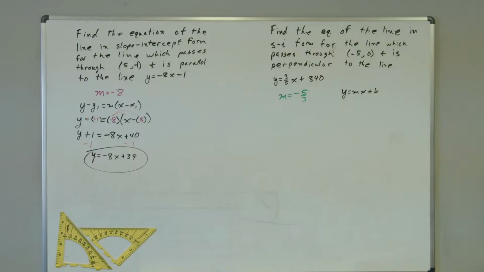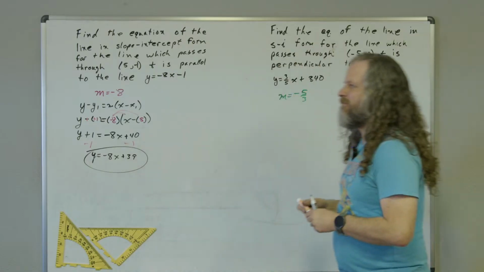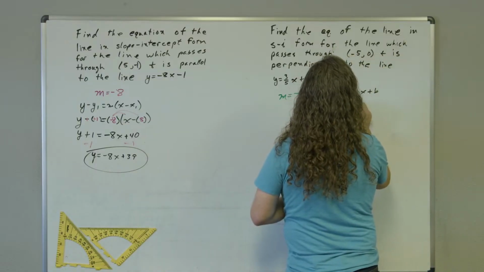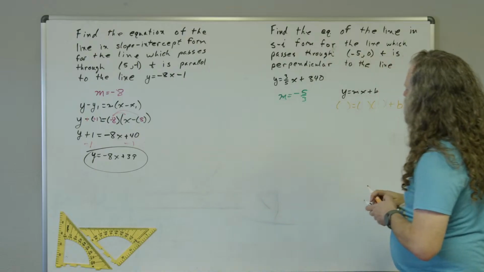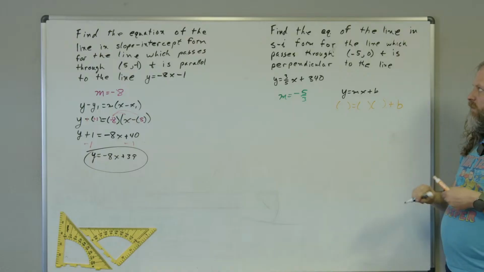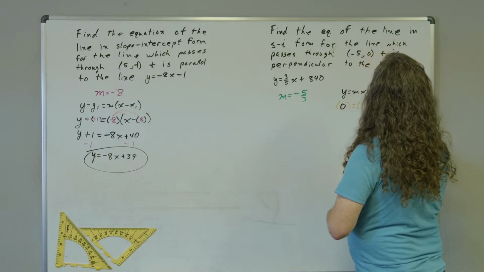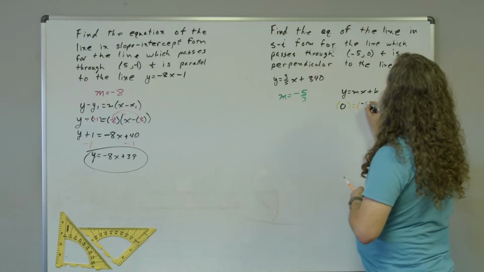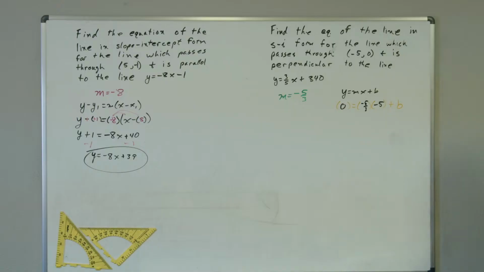Now what? Y, M, and X. Same as there. What's going to go right here? 0. And then -5 where the x goes. Negative 5/3 where the m is. Now what?